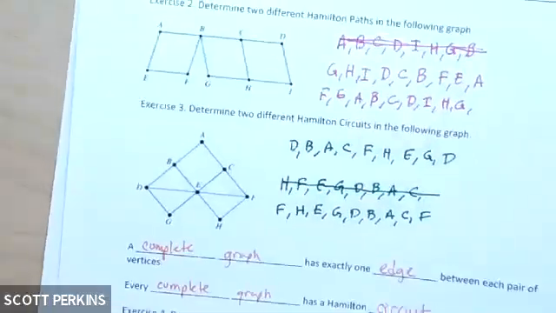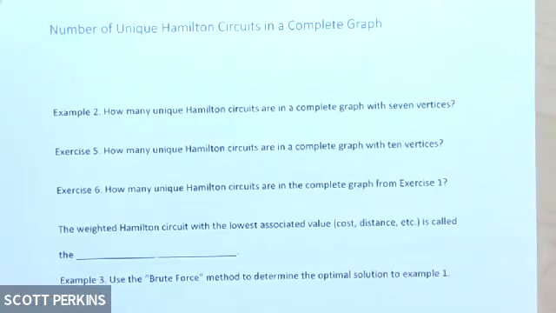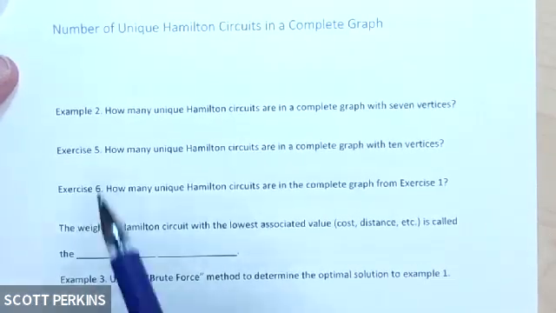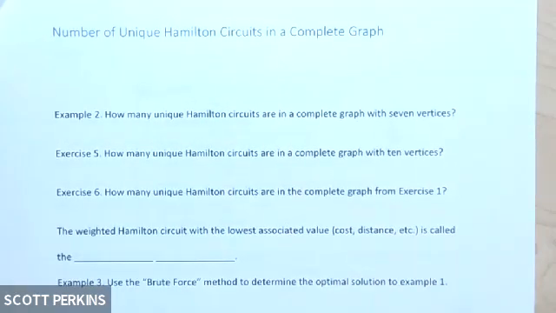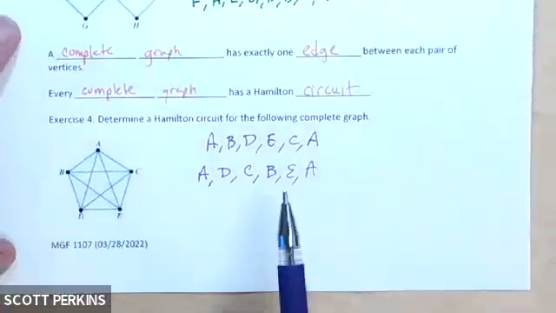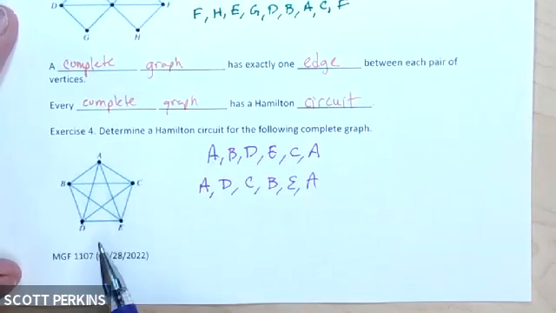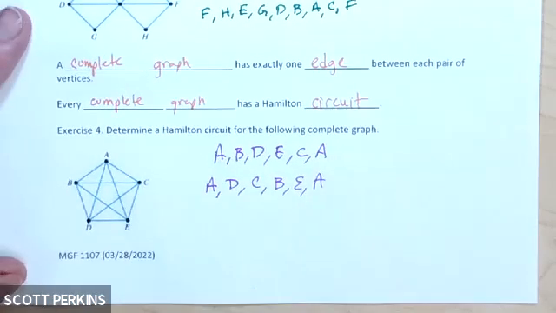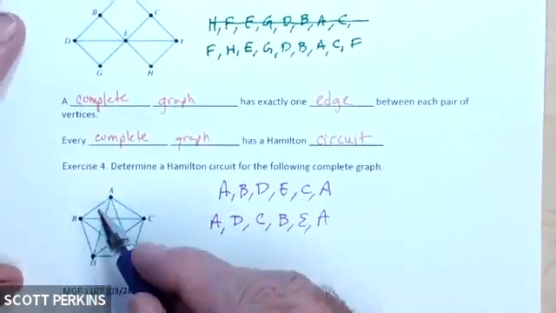I'm going to flip back and forth between these two pages. At the top of the next page, we're going to figure out the number of unique Hamilton circuits in a complete graph. I'm going to do my work here and then I'll transcribe it so that I don't have to keep flipping pages on my video. Let's just say we're going to start at vertex A. That seemed to be what both of my examples did.